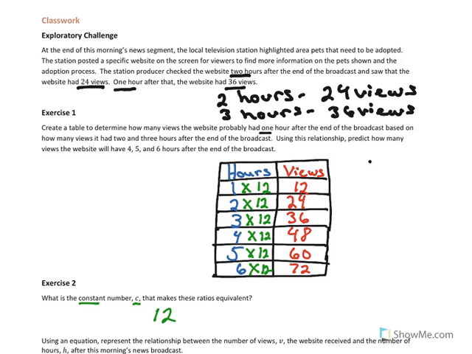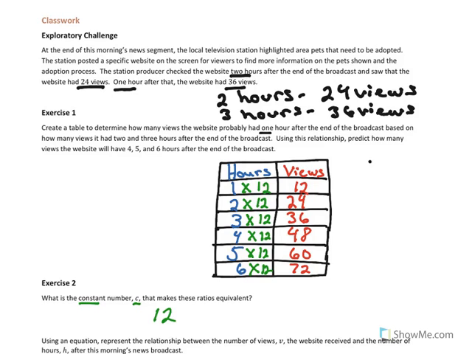Okay, so let's look at the next one. Right below it in exercise 2, it asks us to write an equation representing the relationship between the number of views, V, the website received, and the number of hours, H. So for views, they want us to use the letter V, and they said little v, but I'm going to use a capital V, okay?